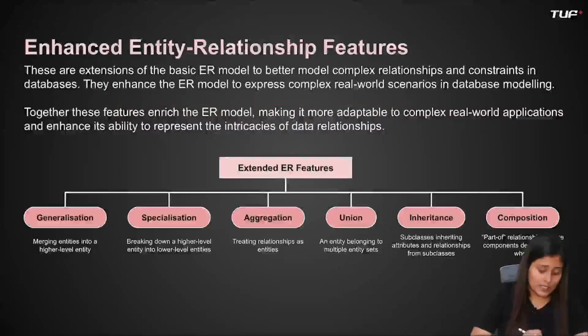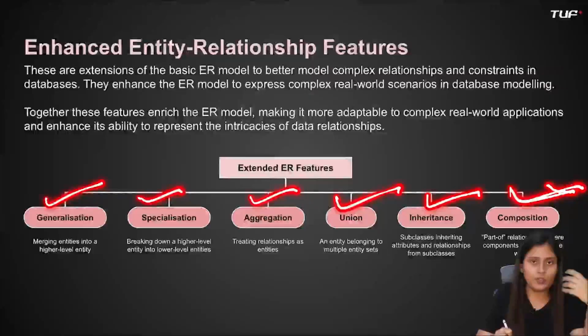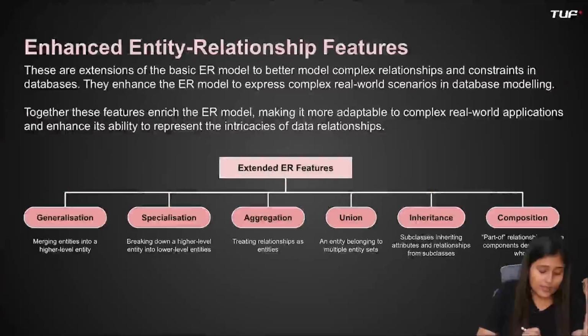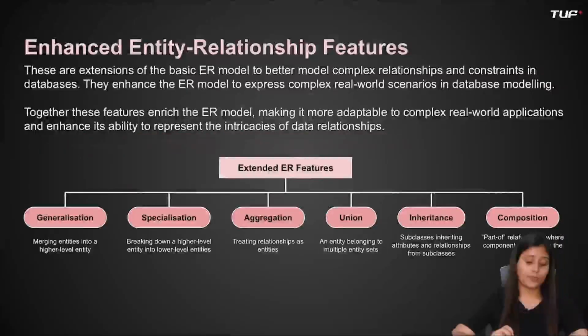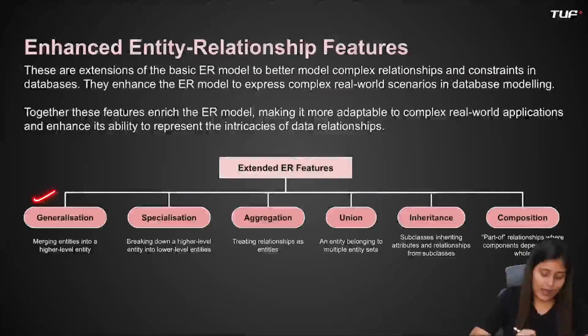Out of those, generalization, specialization, aggregation, union, inheritance, and compositions are the enhanced features which make complex relationships understandable for real world scenarios. Together these features enrich the ER model, making it more adaptable to complex real world applications and enhancing its ability to represent data relationships. So this is what all these enhanced parameters mean, and how they help us understand more complex real world scenarios via the ER diagram more easily. Okay, so let's start with these parameters one by one.